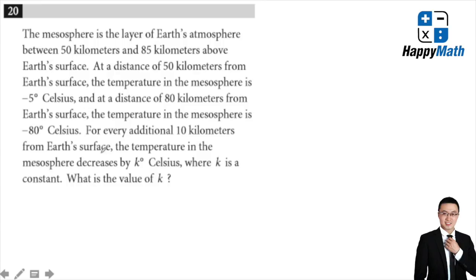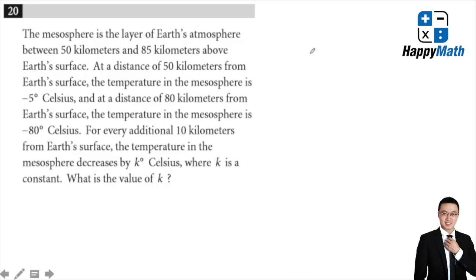And the last one: the mesosphere is the layer of Earth's atmosphere between 15 km and 85 km above the Earth's surface. At a distance of 20 km from the surface, the temperature is minus 5 Celsius, and at a distance of 80 km from the Earth, the atmosphere temperature is minus 80 degrees Celsius. So for every additional 3 km from the surface, the temperature of the atmosphere decreases by K degrees Celsius, where K is a constant. Okay, let's take the graph.